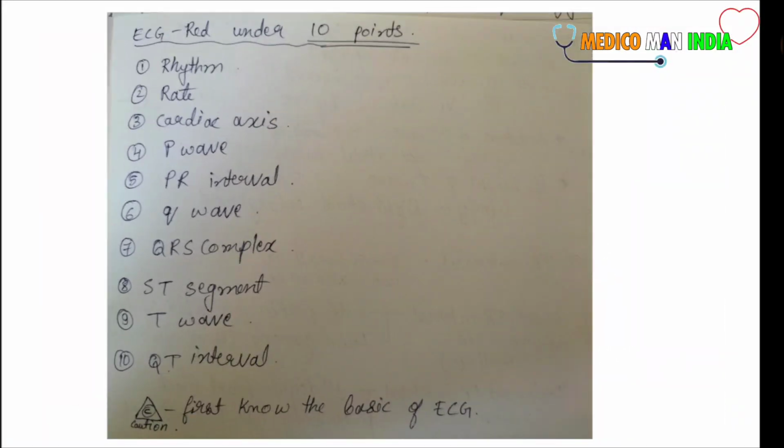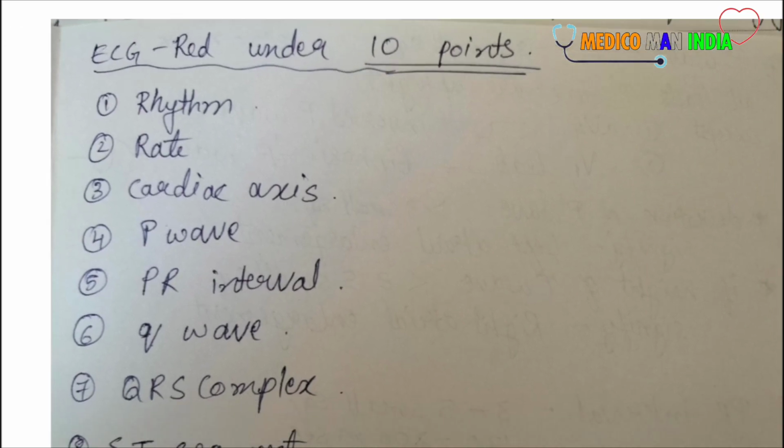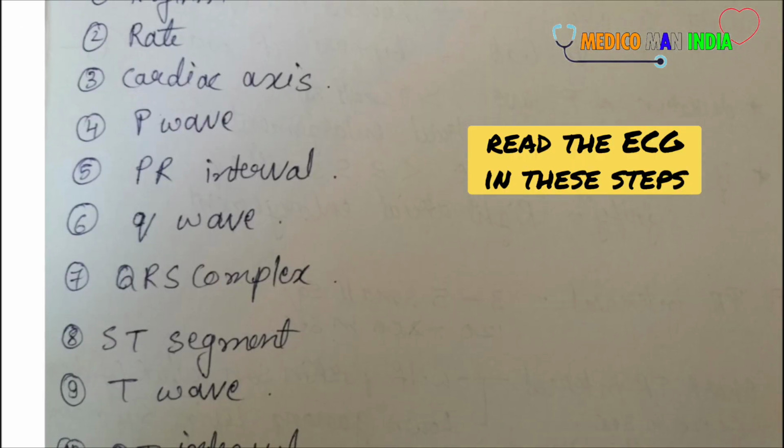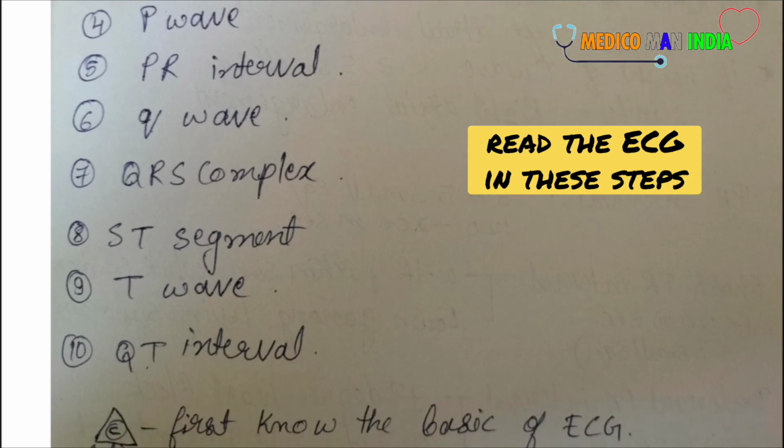Okay, now starting with how to approach an ECG paper. When you are holding an ECG paper, what all things should you check? Here are the 10 basic things you need to check. First is rhythm, next is rate, third is cardiac axis, fourth is P wave, fifth is PR interval, sixth is Q wave, QRS complex, ST segment, T wave and QT interval.